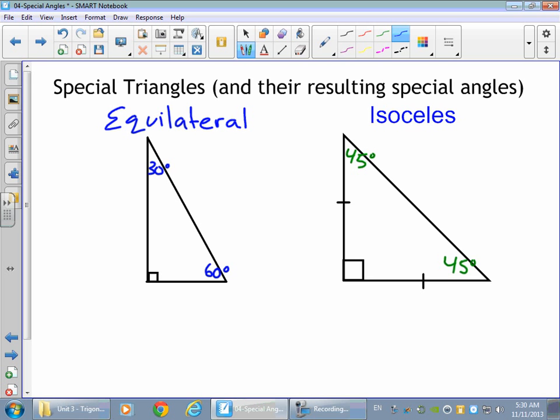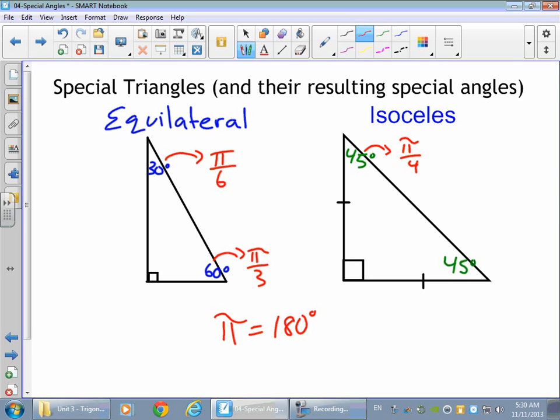The equivalents of those, now that we're dealing with radians, you can work out from last day, but essentially pi over 6, pi over 3, and pi over 4. Remembering that pi is equal to 180 degrees, 180 divided by 3 gives me the 60 degrees, 180 divided by 6 gives me the 30, and so on.